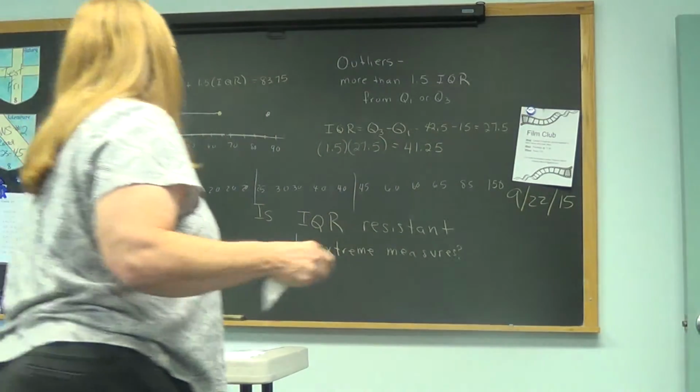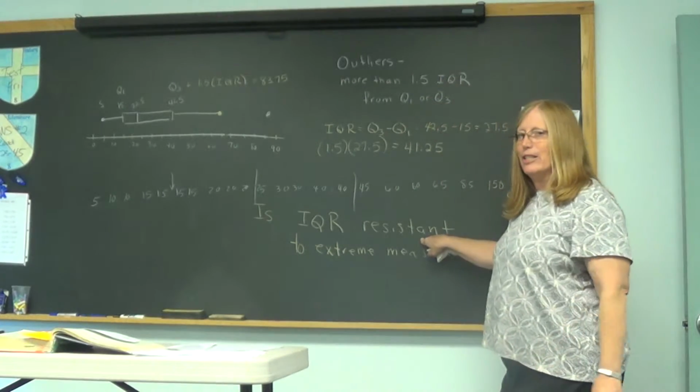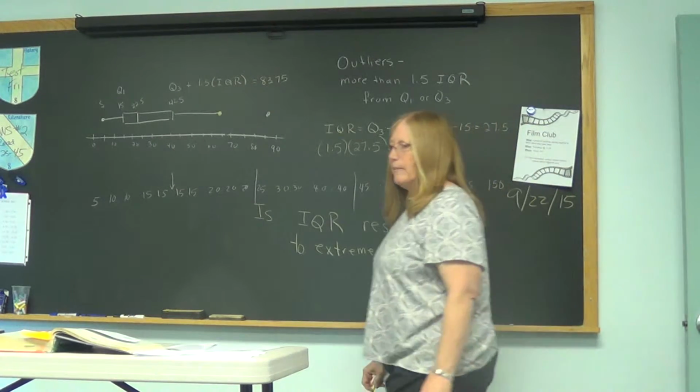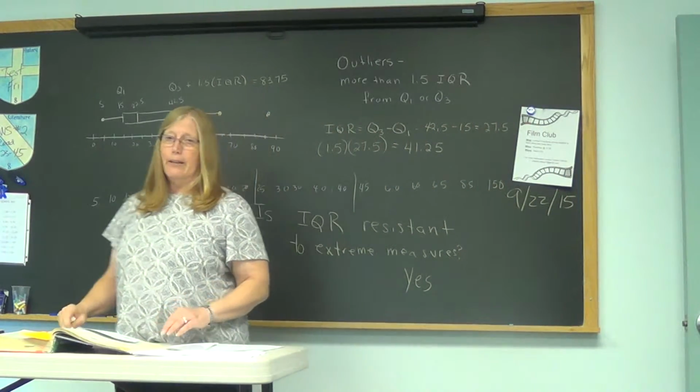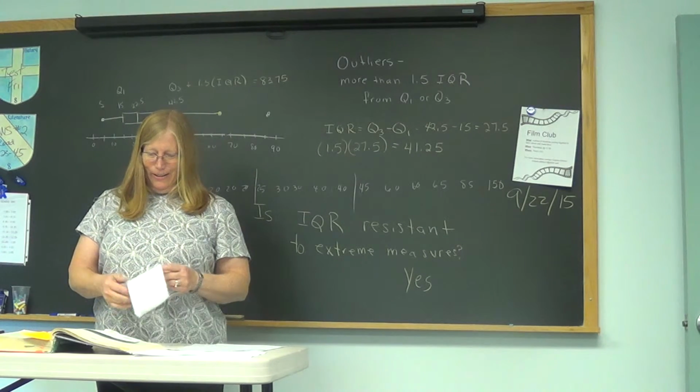So we say that the interquartile range is resistant to extreme measures? Yes, it is resistant. It won't move very much. It works like a median because that's how it's calculated, with medians. All right, very good.